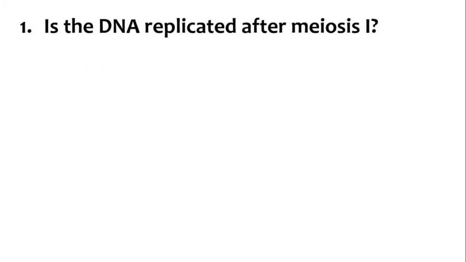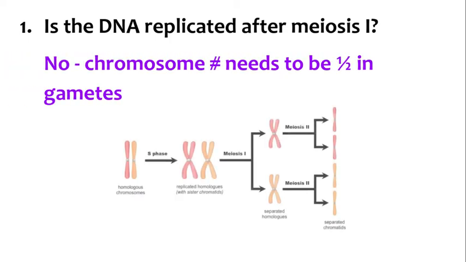Okay, so question 1, is the DNA replicated after meiosis 1? That is a big fat no, because we need the genome to be in half. So meiosis will half the genetic information, and then when egg and sperm combine during fertilization, that genetic information is restored into the new offspring.